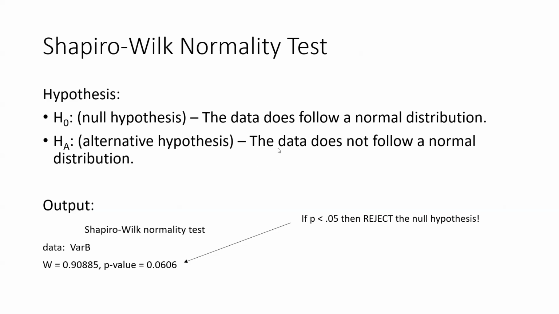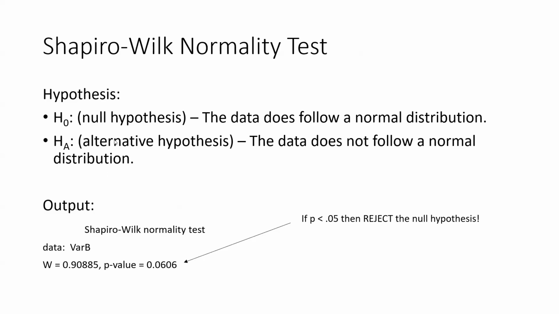So if our p-value is less than 0.05, we would say that the data does not follow a normal distribution. If our p-value is greater than 0.05, we would say that the data does follow a normal distribution. In this case, the p-value is greater than 0.05. So we would operate under the assumption that the data does follow a normal distribution. If this p-value is less than 0.05, we would say the data does not follow a normal distribution.